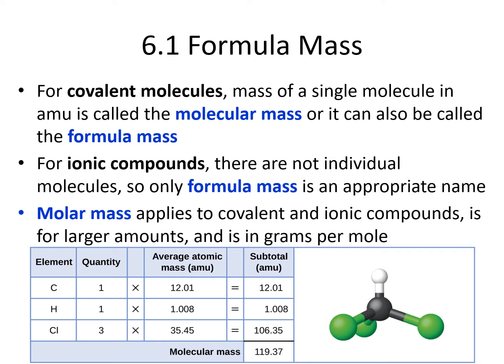We take each of the elements' masses from the periodic table and add them up. So for CHCl3, we would have 1 times the mass of carbon plus 1 times the mass of hydrogen plus 3 times the mass of chlorine from the periodic table and add them up.